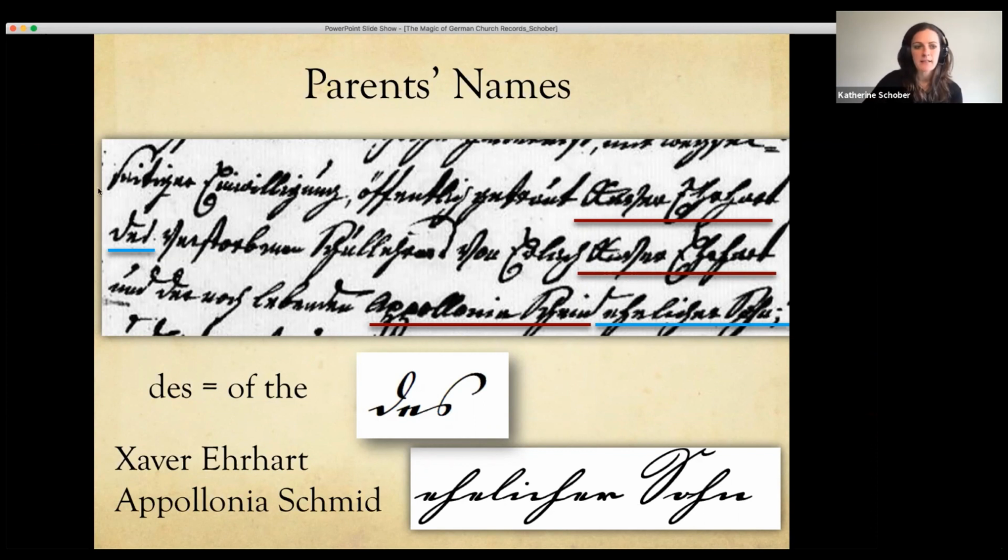That's kind of how we would say it in English: Xaver Erhardt, legitimate son of. So it's a little complicated German grammar, but I want you to be aware that legitimate son can go right before the des or at the very end of the phrase. Okay? Look for your des, and then you'll find the parents' names.